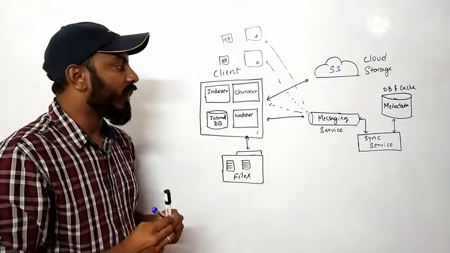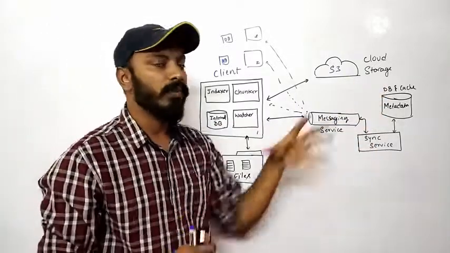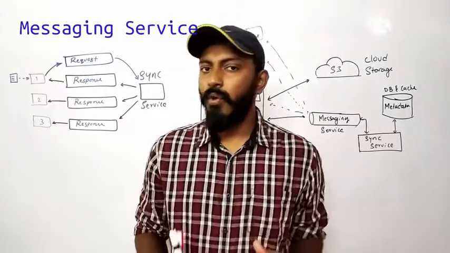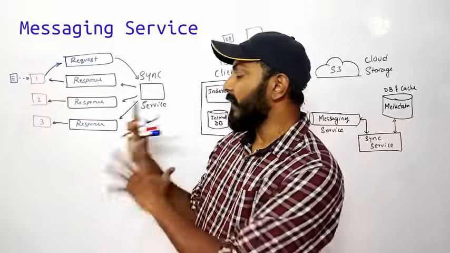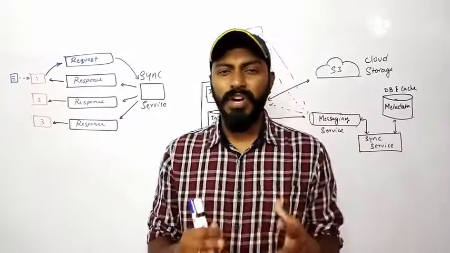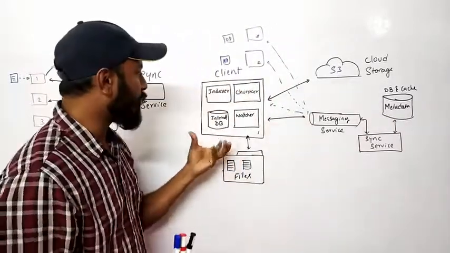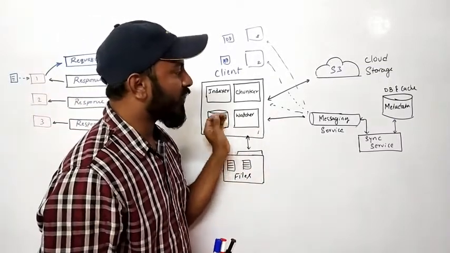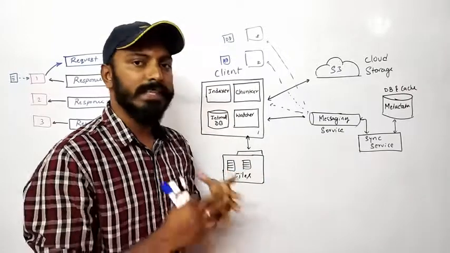Now I'm going to explain each of these components a little more in depth. So now let's learn about the messaging service. You might be thinking, why do we need a queue over here? Whenever we see that some file updates are happening, why can't we just talk to the sync services synchronously?